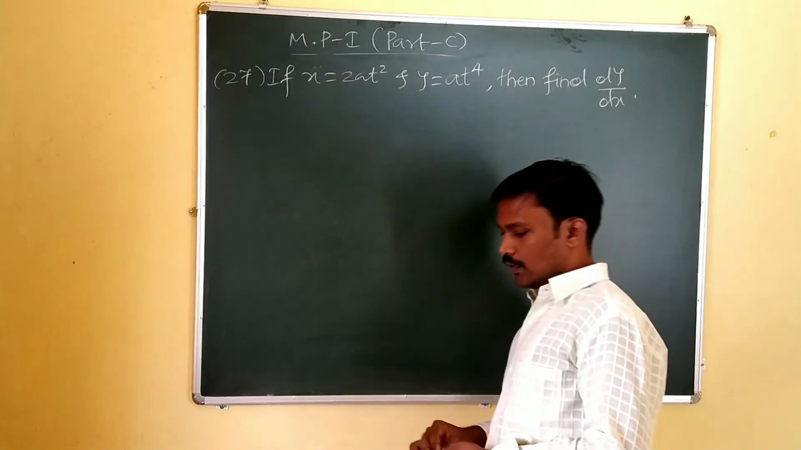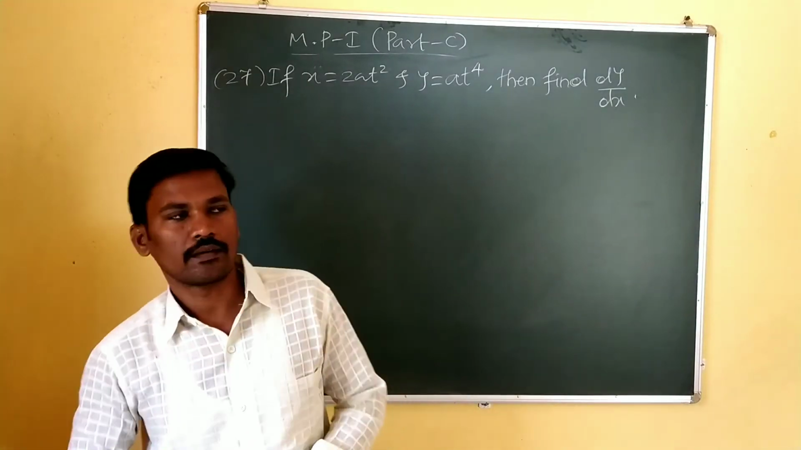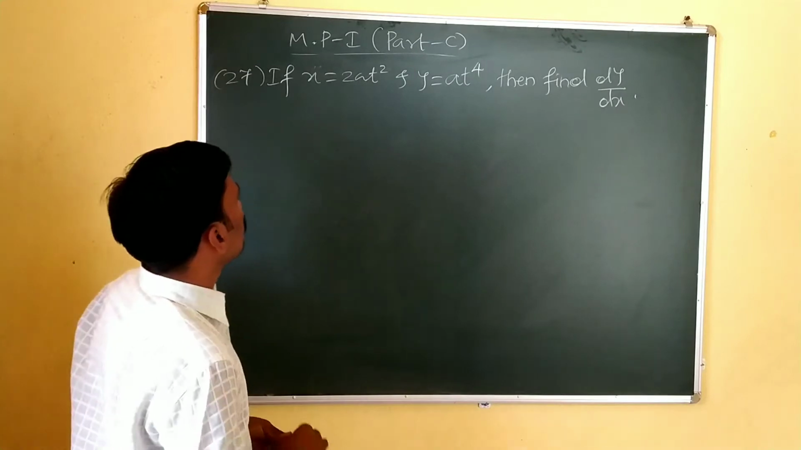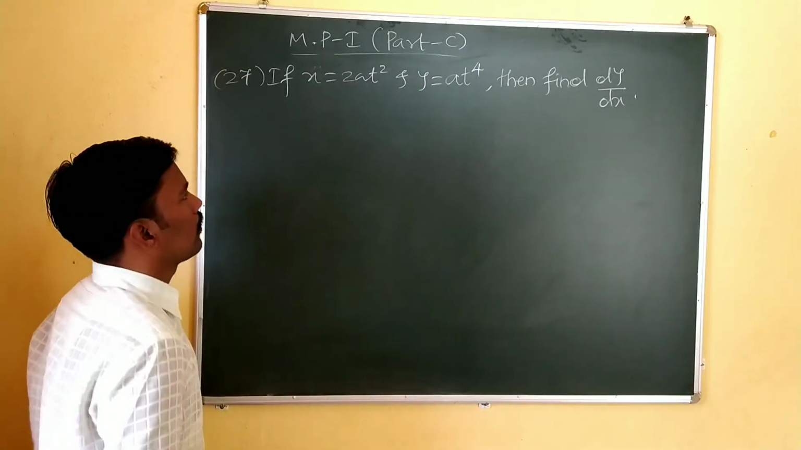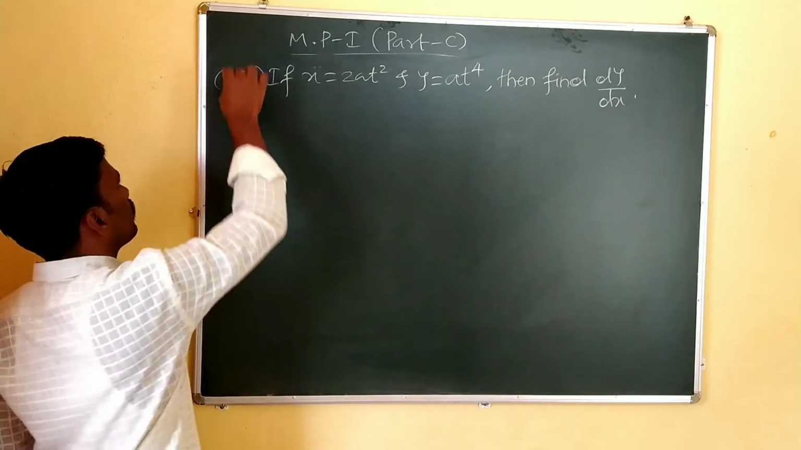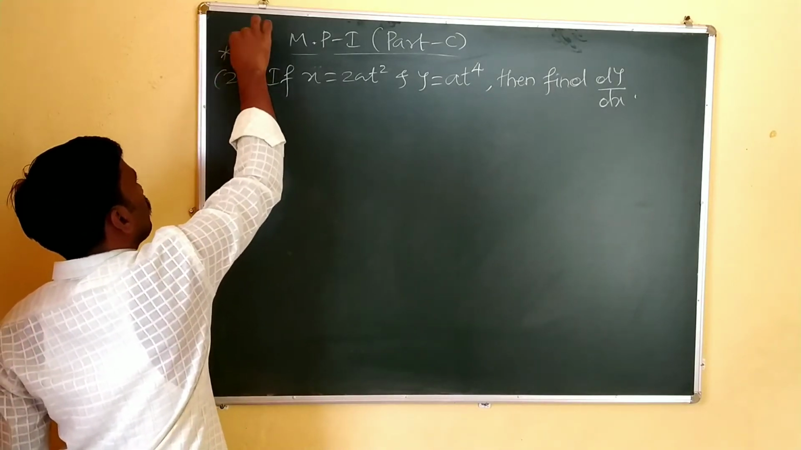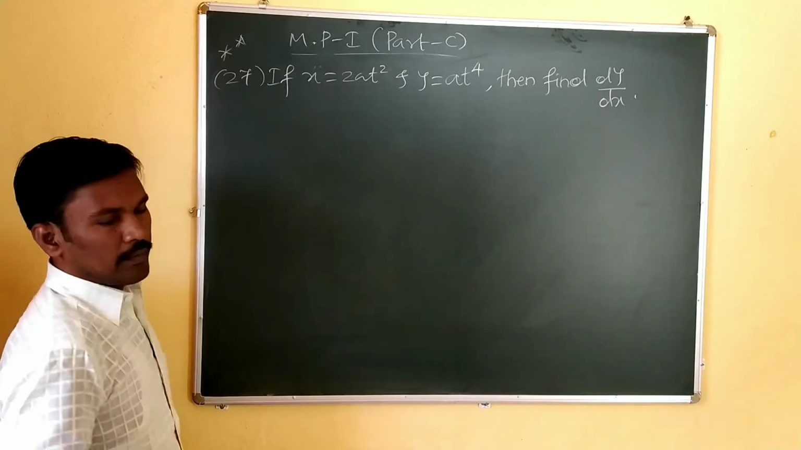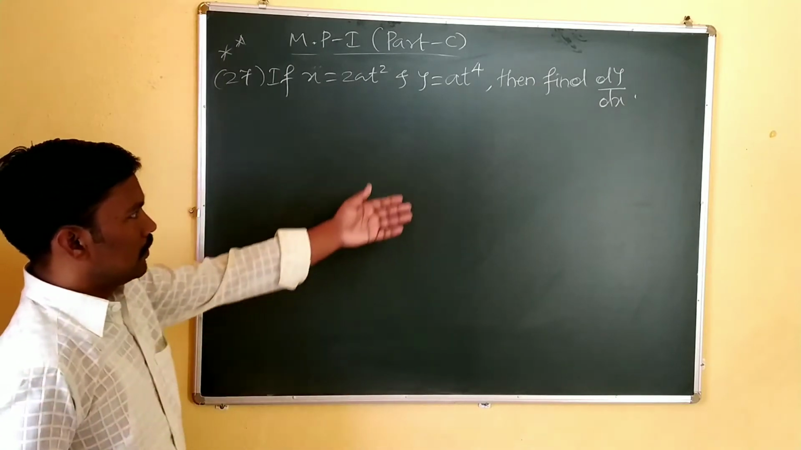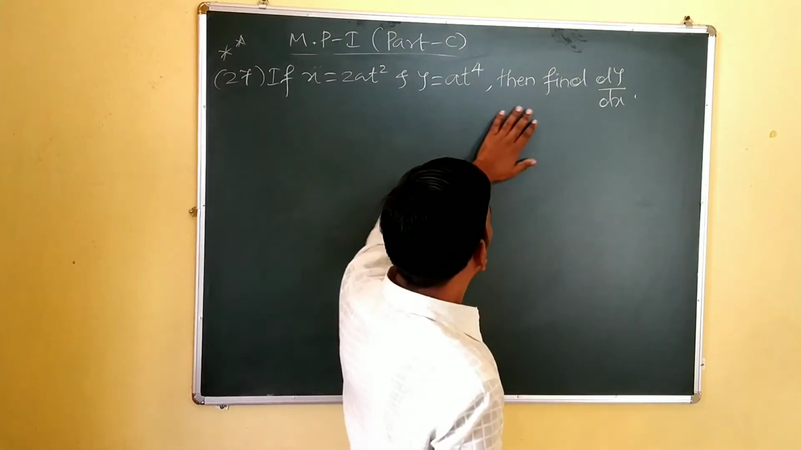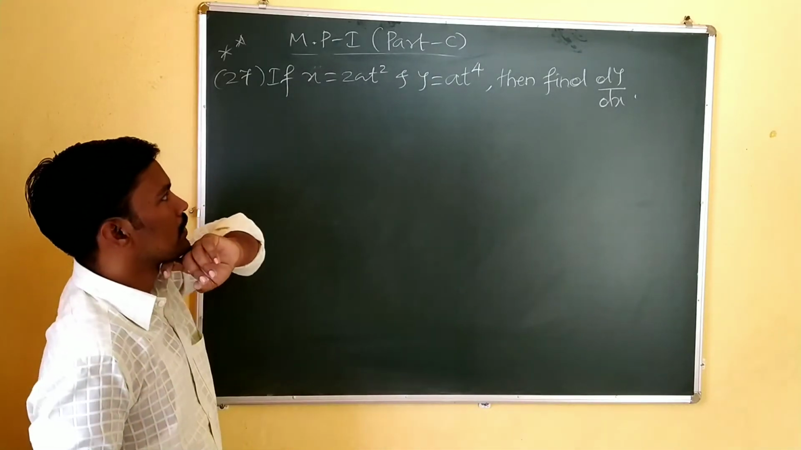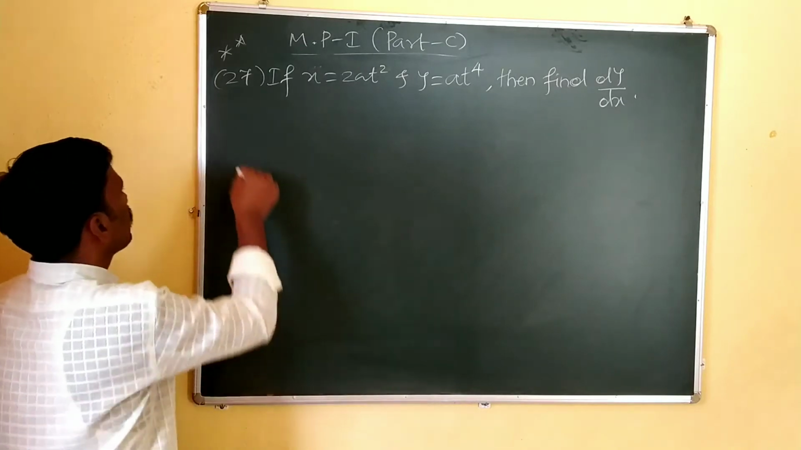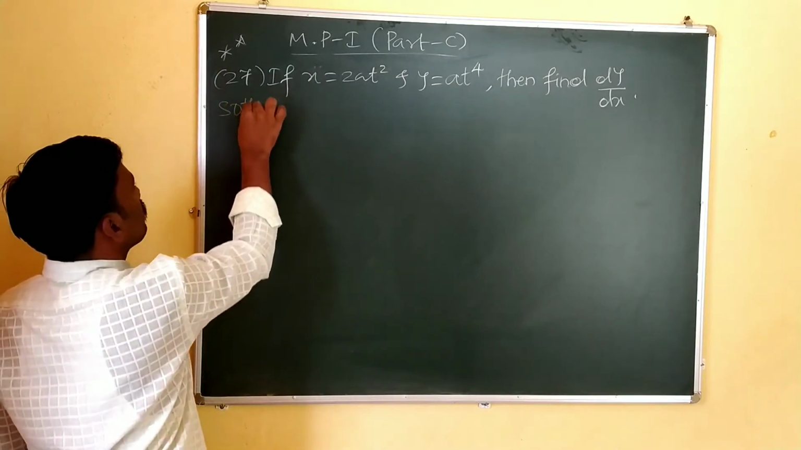Look at the next question, number 27. This is from differentiation. And look at the equations. x is equal to 2 into a t square and y is equal to a into t to the power of 4. So these two are parametric equations. Definitely you are going to get one question from parametric equations. And to find the derivative of this, we have to differentiate these two equations with respect to the parameter t only.